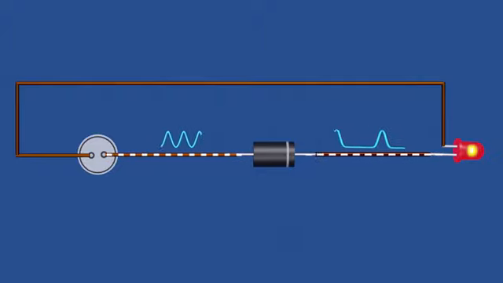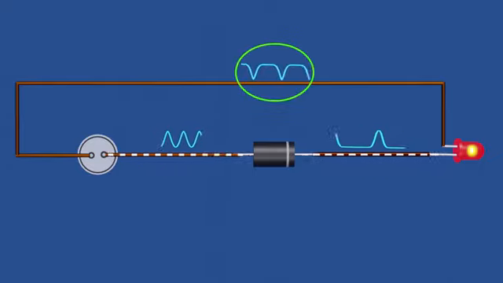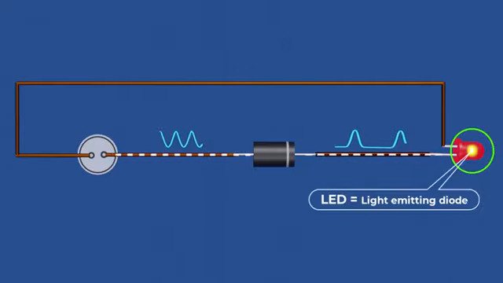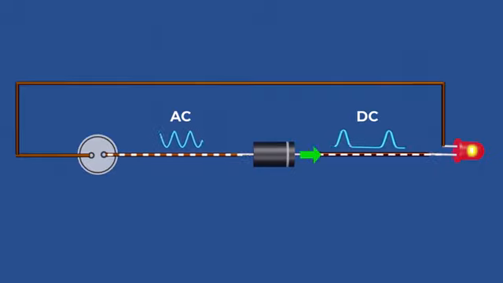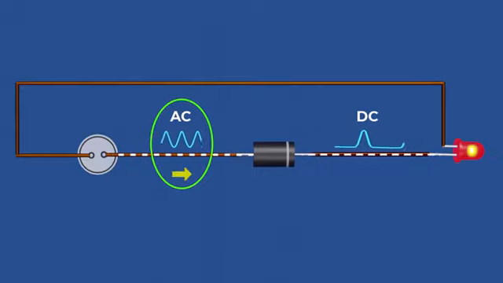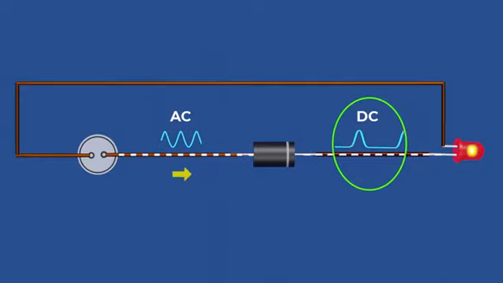Diodes have many applications in electronics, such as rectification, voltage regulation, and light emission. A diode converts alternating current to direct current by allowing the current to flow in only one direction. This process is called rectification. In an AC circuit, the current periodically reverses direction, whereas in a DC circuit, the current flows in only one direction.